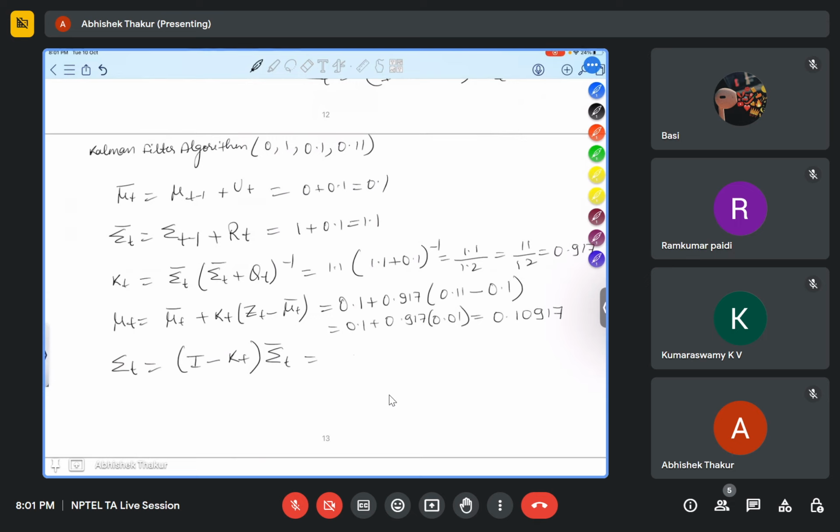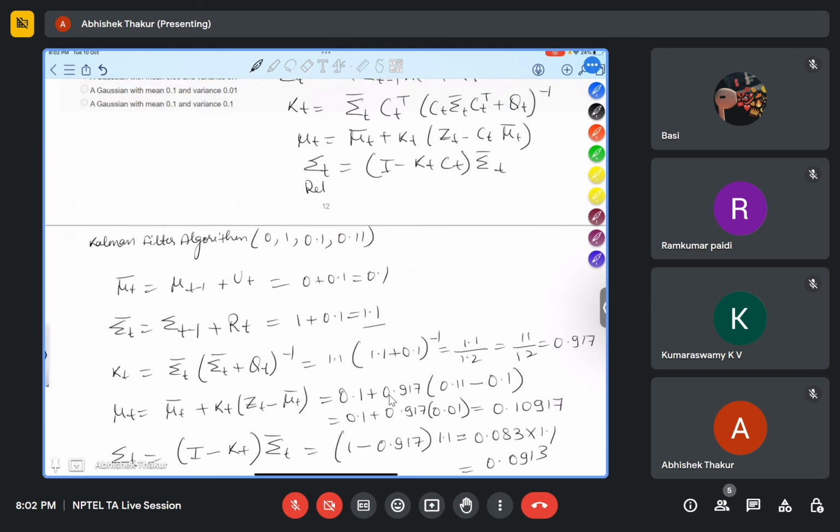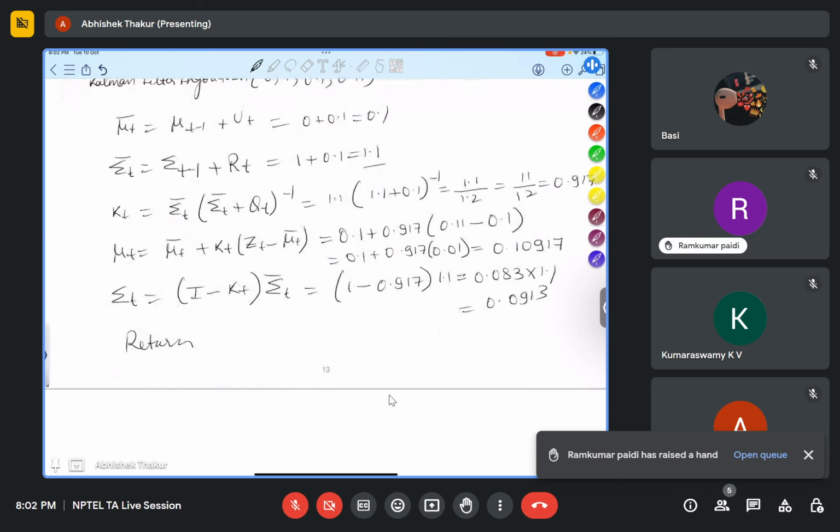0.10917. The last one is I minus KT, we have calculated 0.917, and sigma bar T is 1.1. So this will be 0.083 into 1.1. When you calculate, you will get 0.0913. So the Kalman filter algorithm returns mu t, comma, covariance at time instant t. So this is equal to 0.10917, comma, 0.0913.